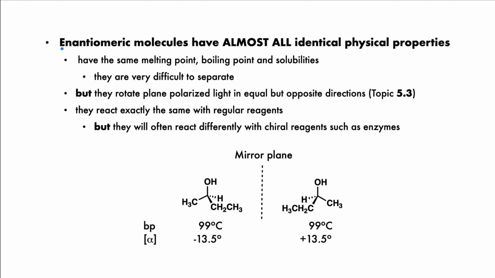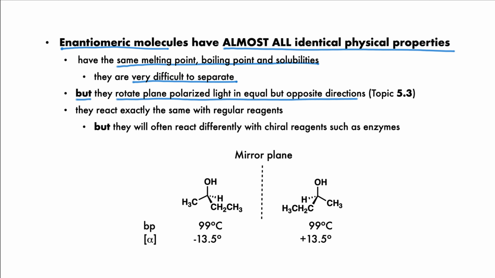Enantiomeric molecules are extremely similar and have almost all the same physical properties. They have the same melting points, boiling points, and solubilities. Because of this, it is extremely difficult to separate enantiomers. But enantiomers differ in rotating plane polarized light in exactly equal but opposite directions. We'll discuss this concept, which is called optical rotation, in topic 5.3.